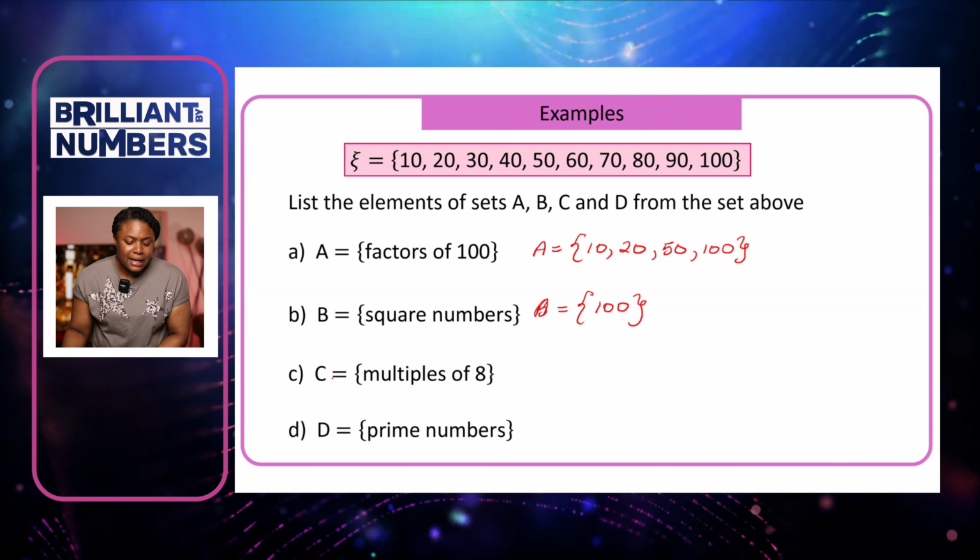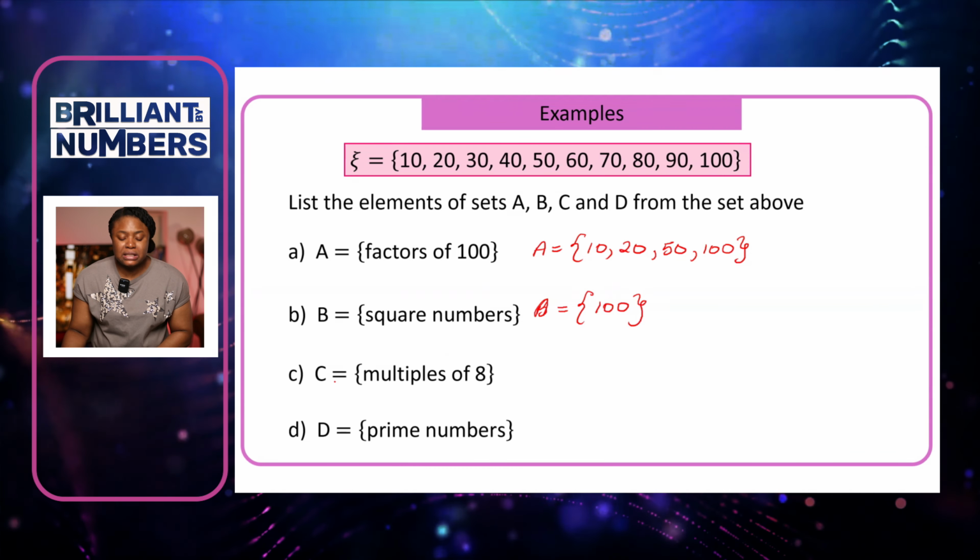The next question is part C, which asks us to give multiples of 8. Remember, every multiple of a number begins with the number itself. So we start with 8, but there's no 8 here. So 16 and so on. Basically, we're looking for numbers that are on the 8 times table. So we look in our list, we've got 10, 20, 30, 40. So 40 is our first number on the 8 times table. We've got 50, 60, 70, 80. 80 is the second and last number on the 8 times table from this particular universal set that we were given.